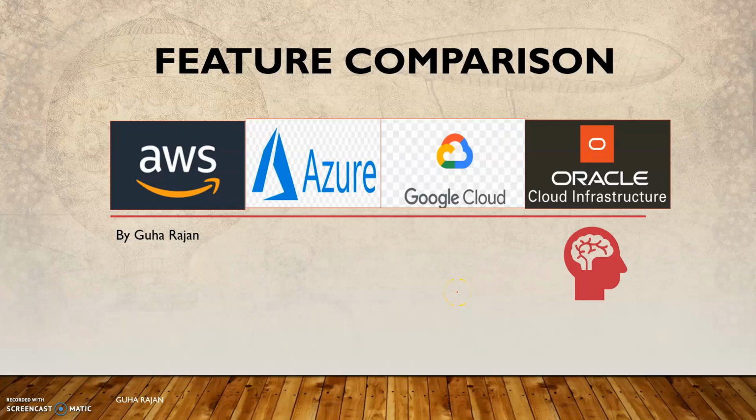Welcome to this episode on feature comparison between AWS, Azure, Google Cloud, and Oracle Cloud Infrastructure. Generally, you'll see comparison between AWS and Azure, or between AWS and Google Cloud. And this is the first attempt between AWS, Azure, Google Cloud, as well as Oracle Cloud Infrastructure. As far as cloud infrastructure is concerned, Oracle Cloud is a late entrant, and AWS is a pioneer.